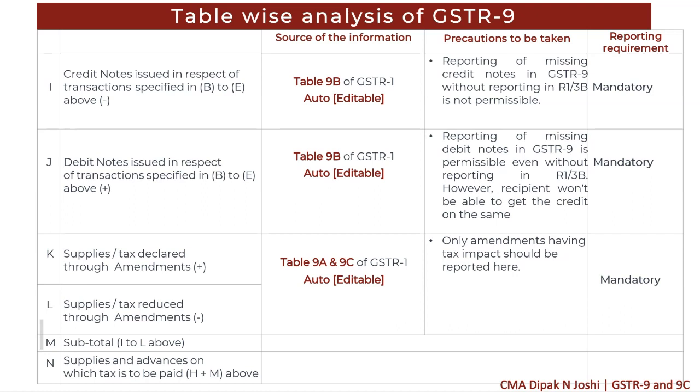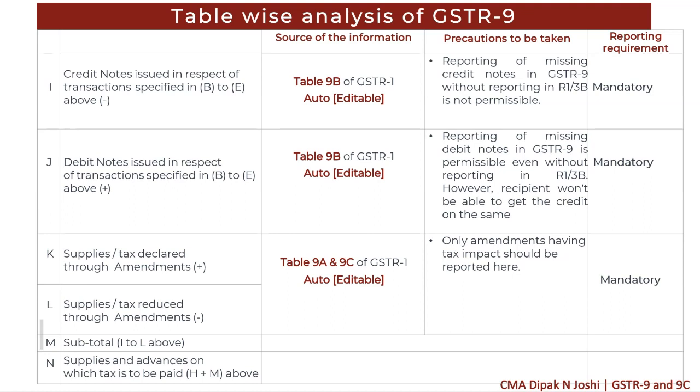So many times we report the GST number of one person against the GST number of another person. Now, if both the persons are located in the same state, there is no impact on the liability. We are just changing the GST number. So in that case, such amendments we need not cover in this table.